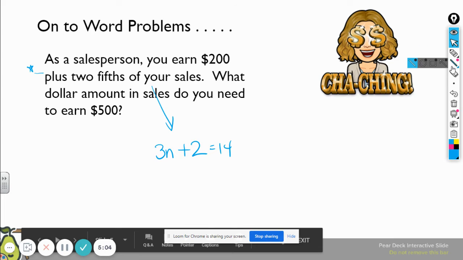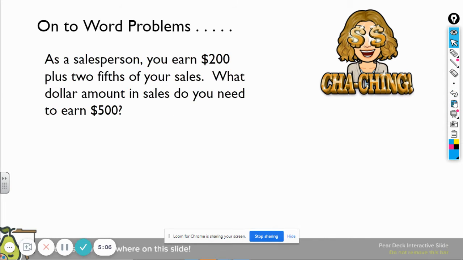Okay, now we're talking about word problems. So I'm going to show you how to set this up. As a salesperson, you earn $200. So right off the bat, you get $200. Then plus 2/5 of your sales.